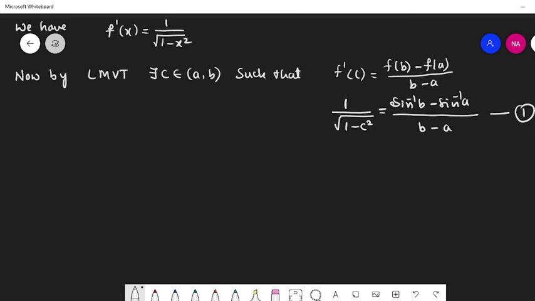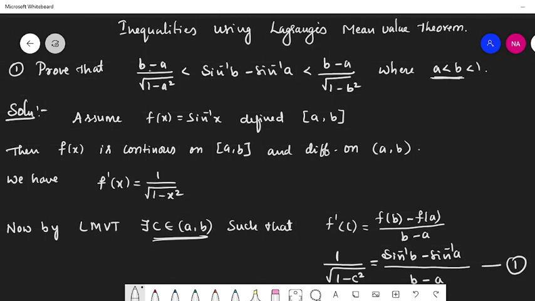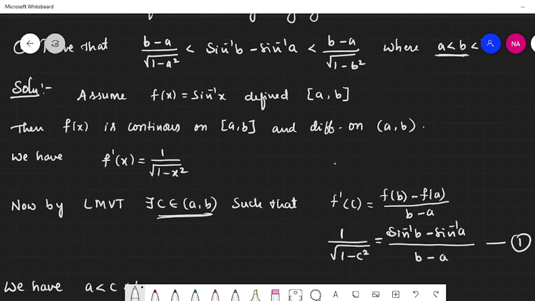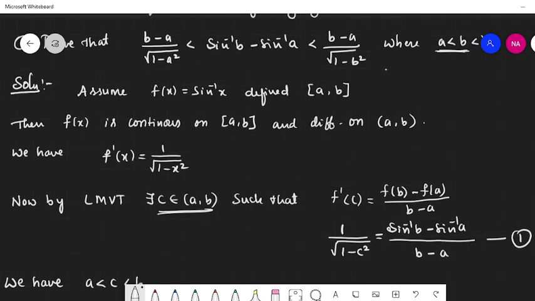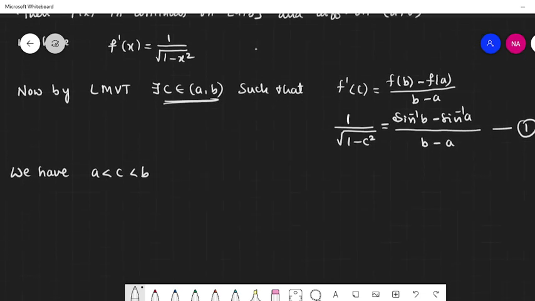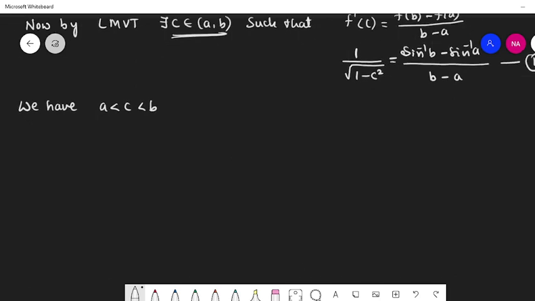Now come to this point. We have a less than c less than b, right? That is from c belongs to open interval (a, b). So a less than c less than b. See, your aim should be this. You should concentrate on this: 1 by square root of 1 minus a square and 1 by square root of 1 minus b square. That should be in your mind. So we have to keep making modifications so that this comes out.